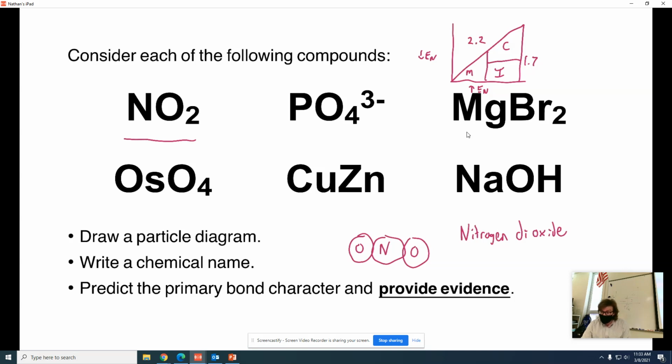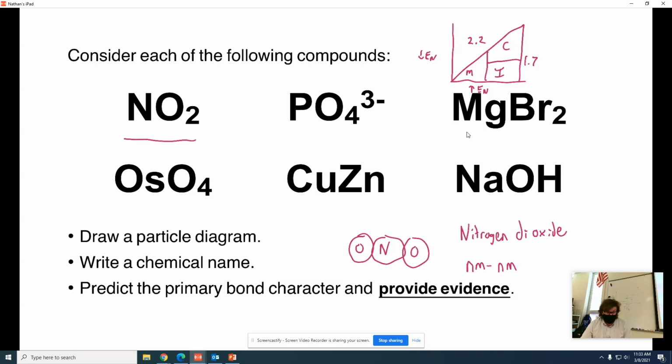So right now, the thing that we should be used to and should seem familiar is recognizing that we have a nonmetal bonded to a nonmetal. So that is one piece of evidence. But now that we have our bonding triangle, we can come up with some more convincing evidence using electronegativity.